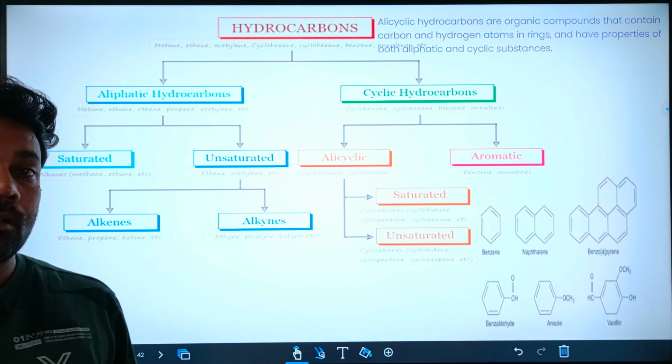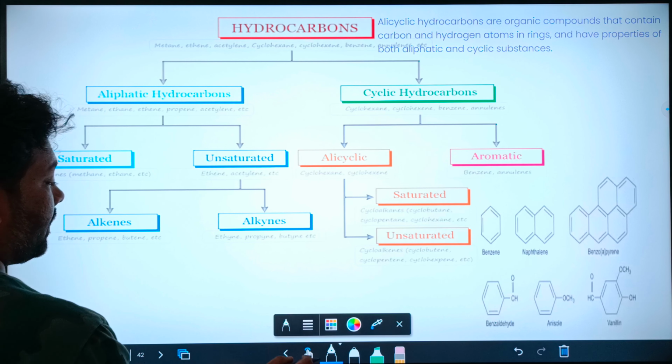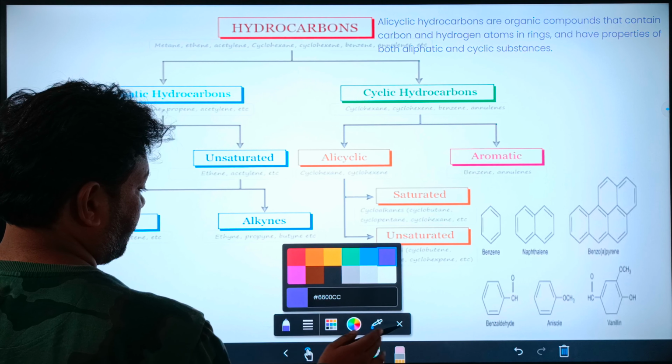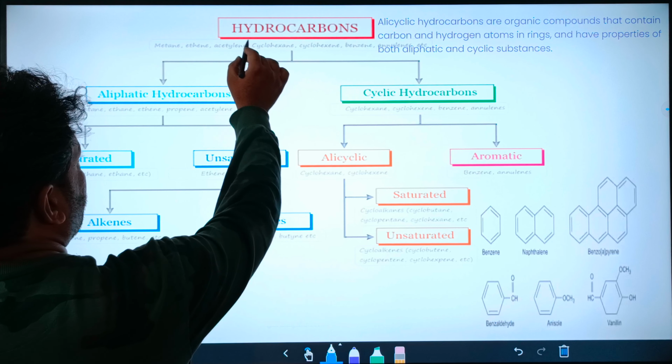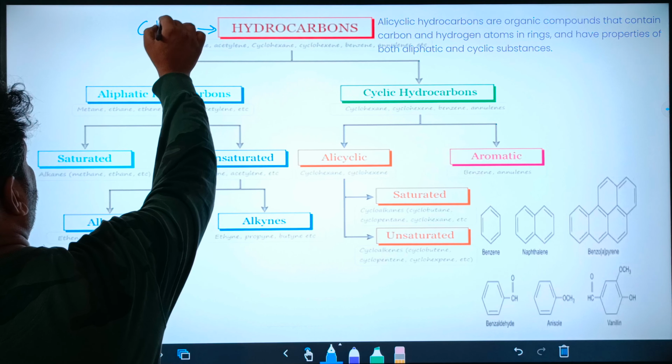Hydrocarbons. The word hydrocarbon means the compounds of carbon and hydrogen, right? So a hydrocarbon is nothing but a compound containing carbon and hydrogen. Apart from carbon and hydrogen, other elements like oxygen and nitrogen may be present, but the most important constituents are carbon and hydrogen. So hydrocarbons means compounds of carbon and hydrogen.